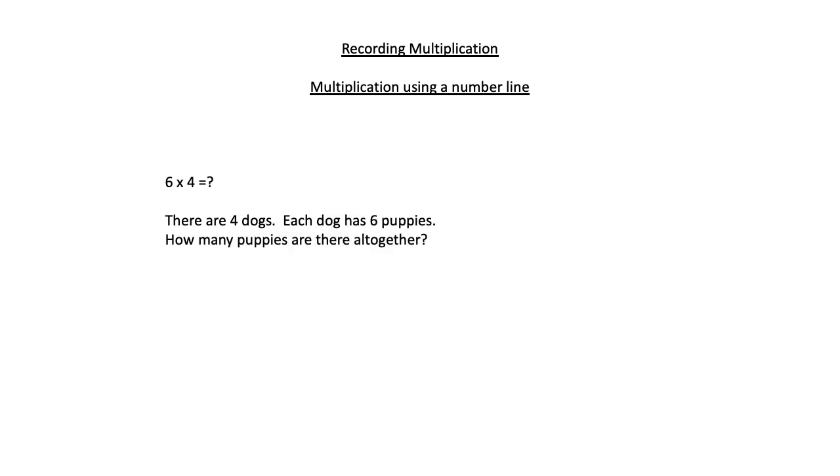Children in Key Stage 1 are also introduced to multiplication using a number line. With this example, I've given you 6 times 4, and let's put this one into context again. There are 4 dogs, each dog has 6 puppies. How many puppies are there altogether?